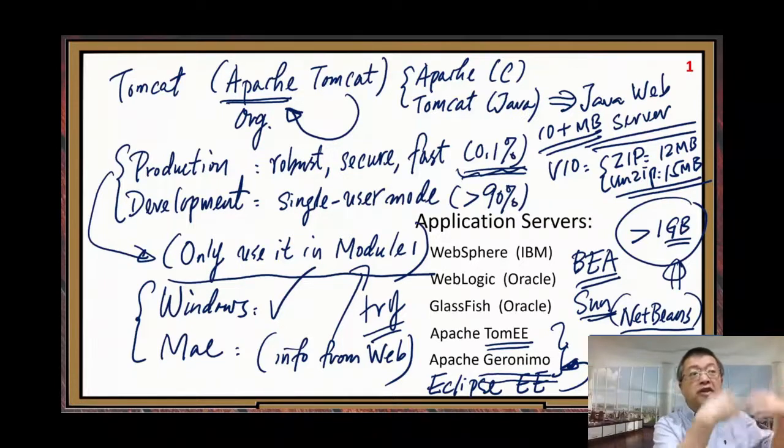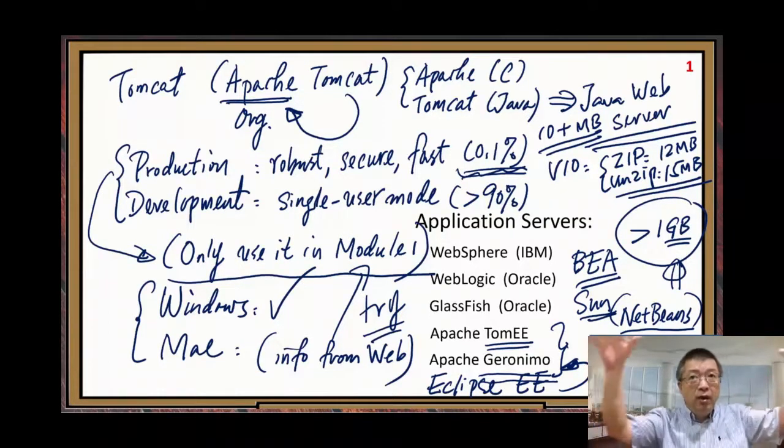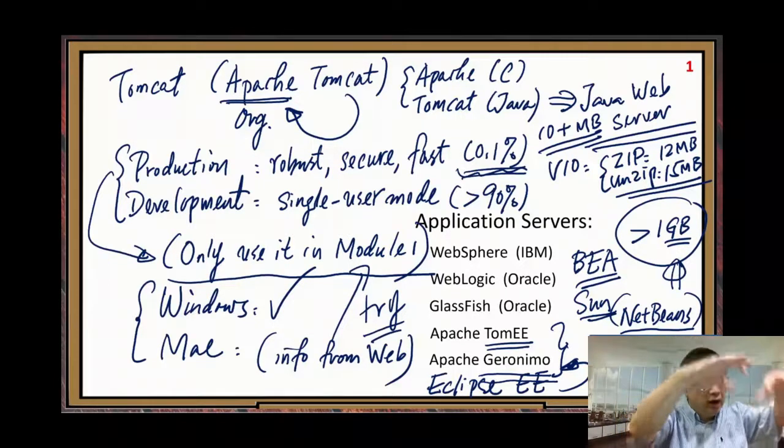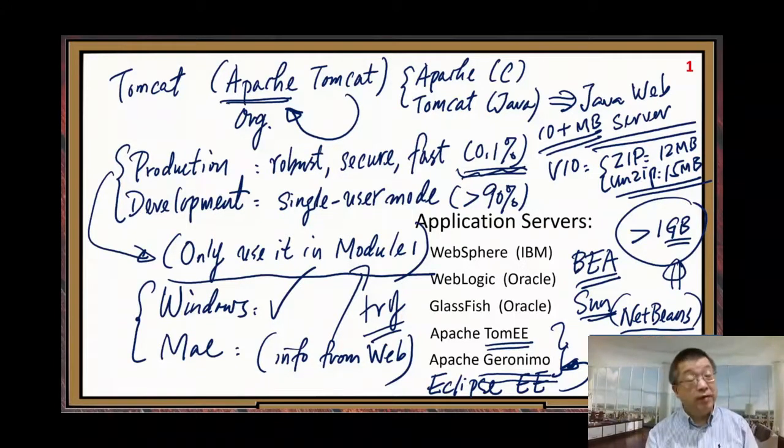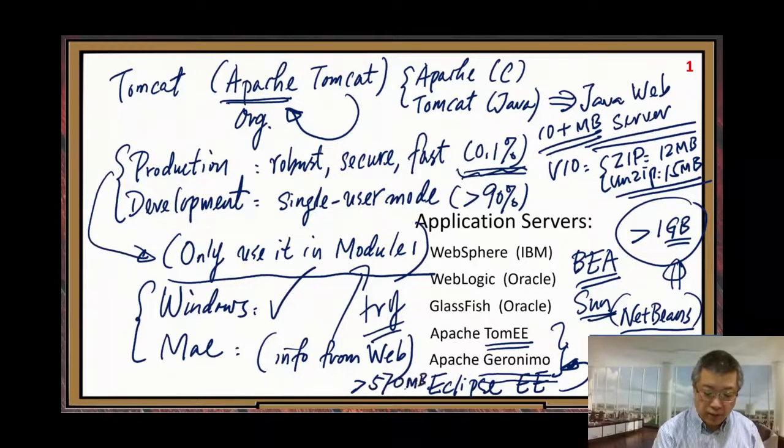If we say Eclipse contains Geronimo, then the whole Geronimo software foundation, all the code must be inside Eclipse. So then that will make Eclipse very big. This version is already 570 megabytes, more than half a gigabyte. So if you add another application server, Geronimo, it could be very, very large.